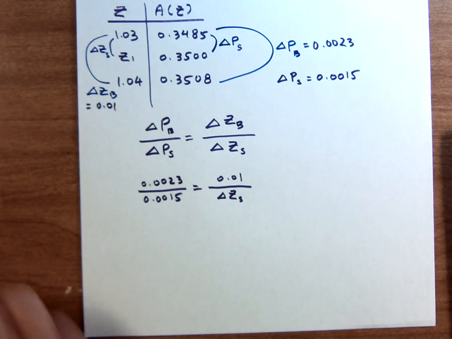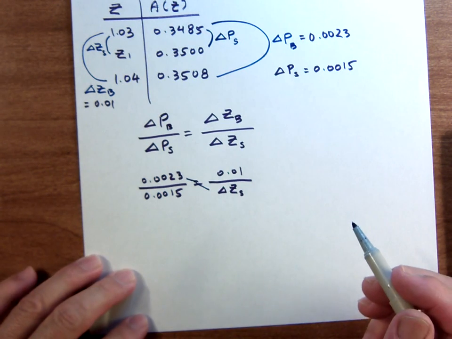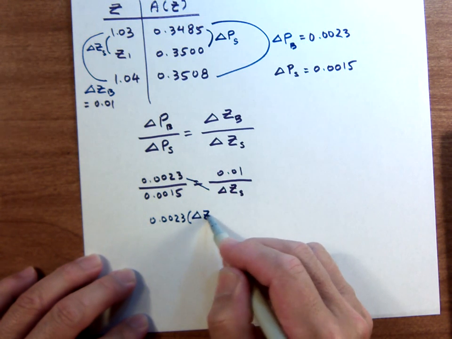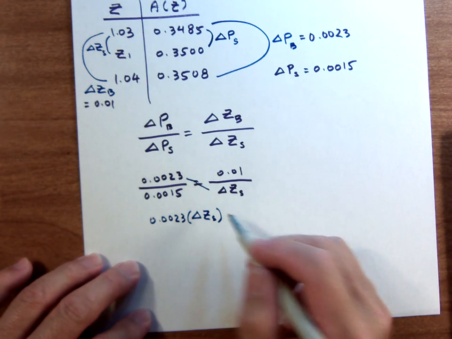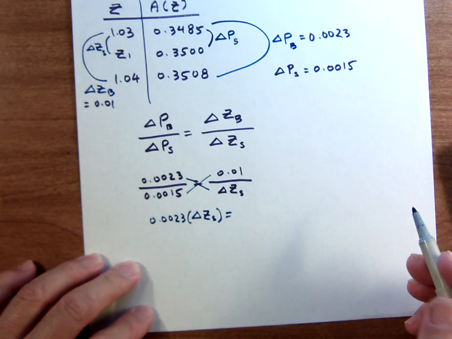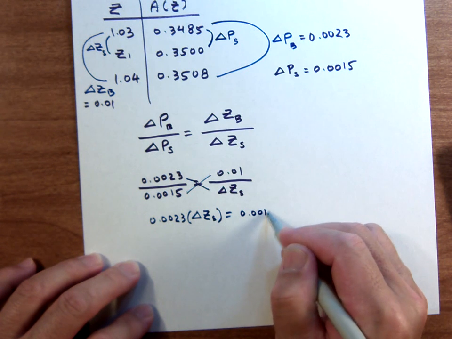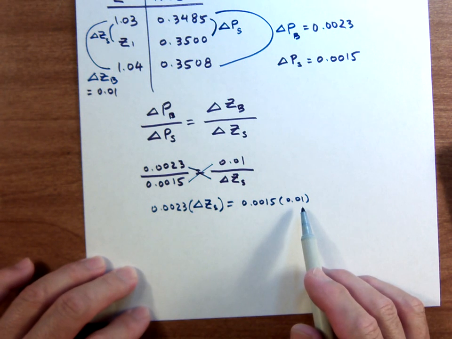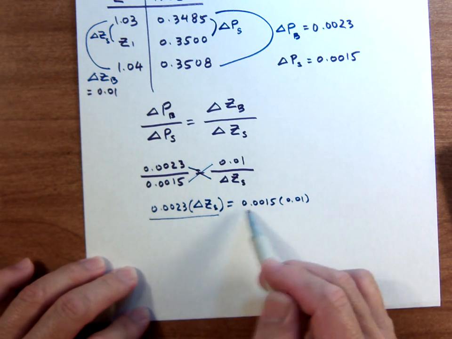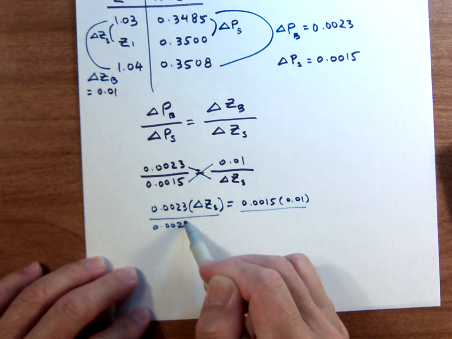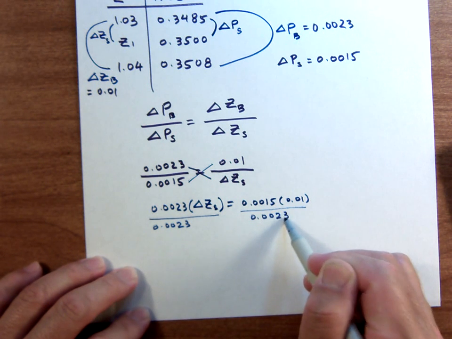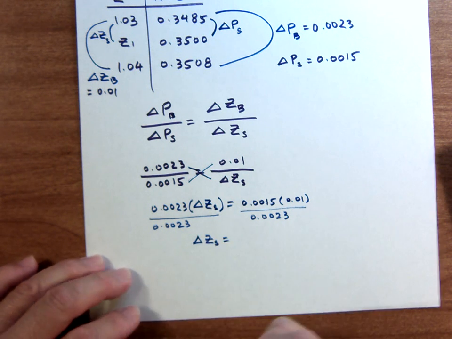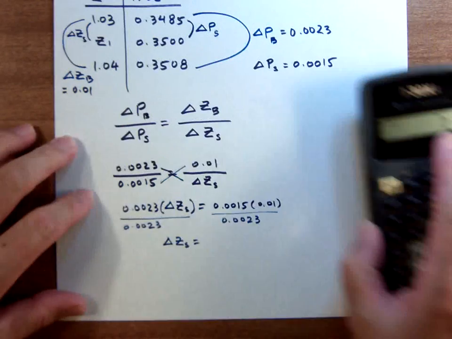So I'm going to multiply this times this. That gives me 0.0023 times this unknown variable, if you like. That is equal to the product going along that diagonal, 0.0015 times 0.01. A simple equation to solve for this one remaining unknown. Divide both sides by 0.0023. Plug these numbers in the calculator, and that should give us our desired change of z, the small z.